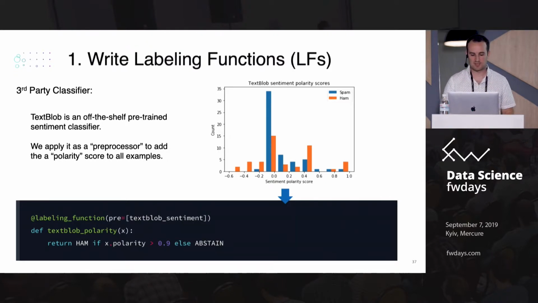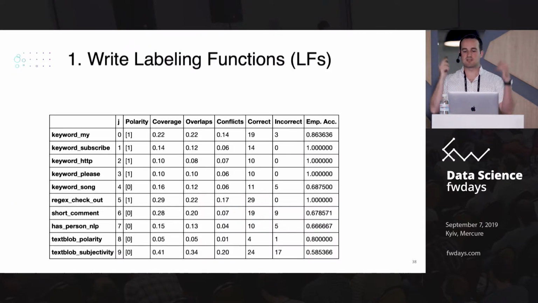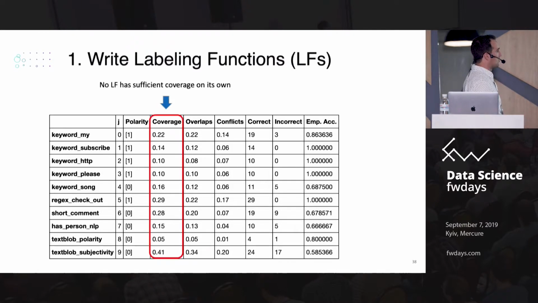in the distribution. So gathering 10 of these, which I think we wrote in about 90 minutes or something. A bunch of them are keyword-based. We have a regular expression, 2 of the TextBlob ones, things like this. We have now a set of labeling functions that we can combine and work with. And a couple things to note here.